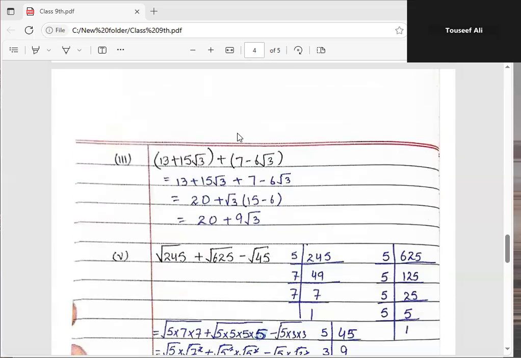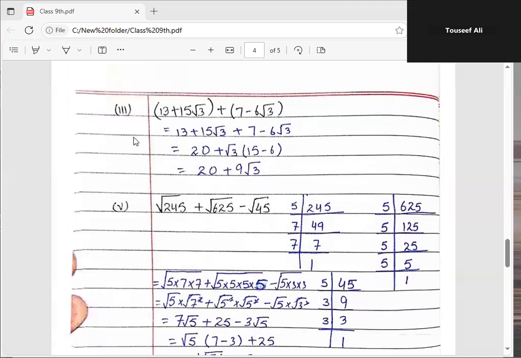The other question we have is bit number 3. Here, 13 plus 15 root 3 plus 7 minus 6 root 3. We have to simplify this question. First we will separate the like terms: the constants 13 and 7 are constants here, and 15 root 3 minus 6 root 3 contains surds.